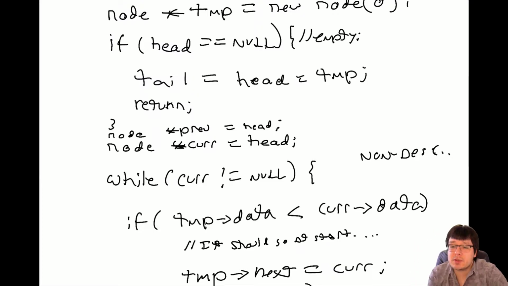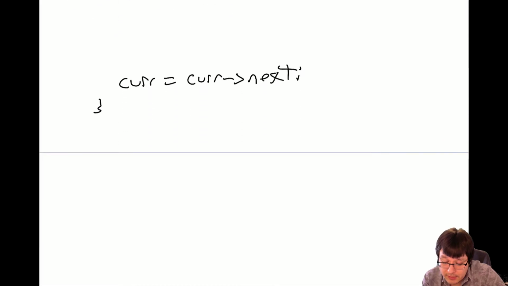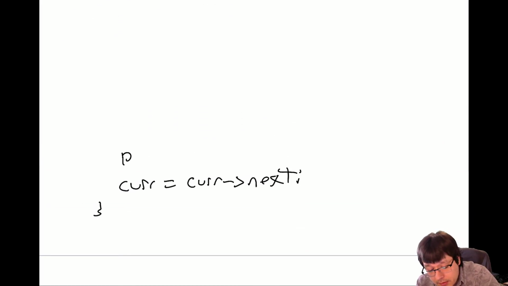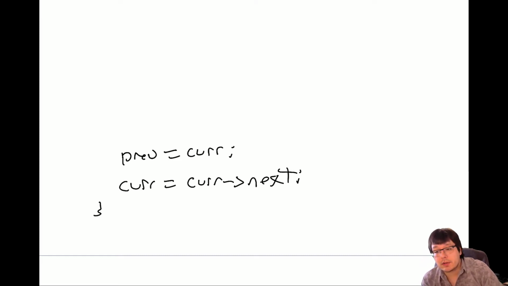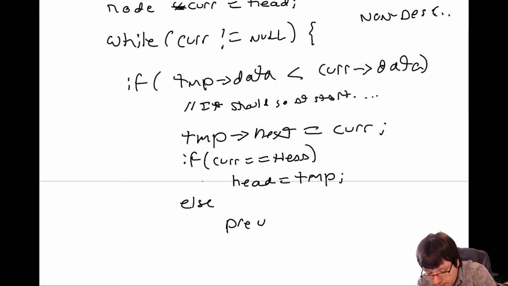This is the part where I wish I was coding on the computer, so we could debug this. But anyways, the way I'm going to do this is I'm going to make prev get cur before I update cur to next, which means prev is always going to keep the pointer to the node before current. By doing that, I can say else prev next gets temp.